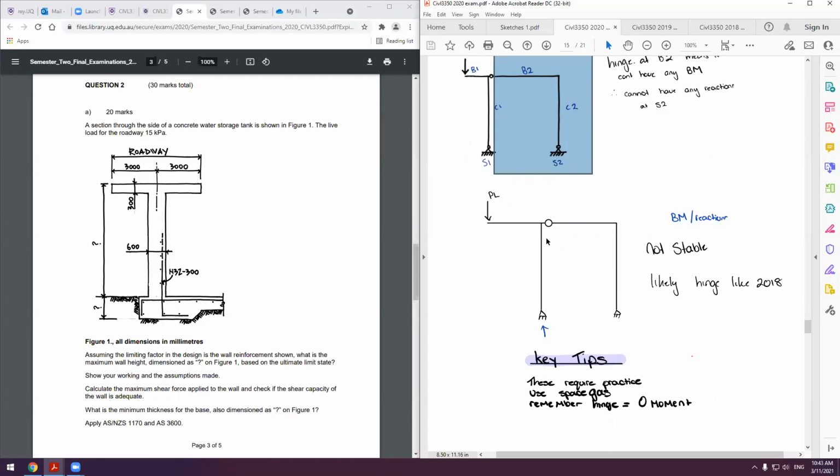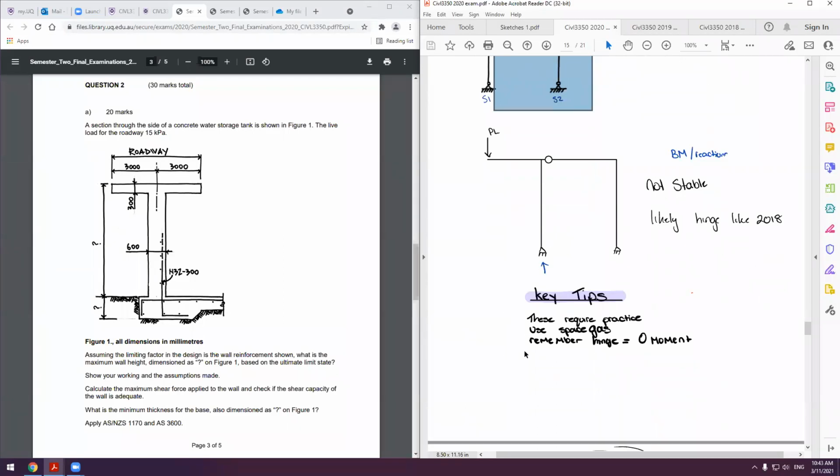So this question would have been nice last year, but I thought it was the hardest in the exam. My key tips for this is they require practice. Just make up little frames and practice them in Space Gass. Or the easiest way to practice, if you're looking at past papers and trying to work out if your assumptions are correct, put them in Space Gass and review any tables and reaction forces.